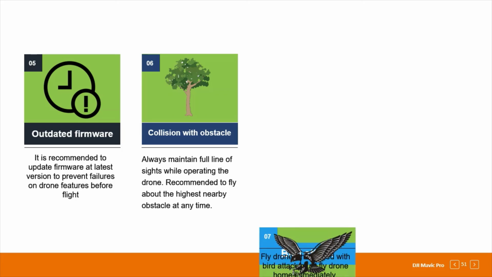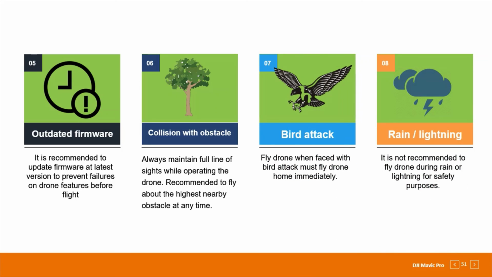Number 6 is recommended that you always update your firmware to the latest version before you take off. Then collision with obstacles: always maintain a full line of sight. It is recommended that you fly as high as possible above the nearest highest object before you go horizontal. And then, if faced with a bird attack, you fly home. And then rain and lightning, also fly home.